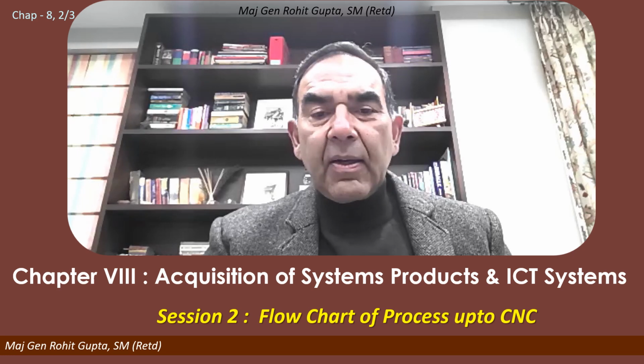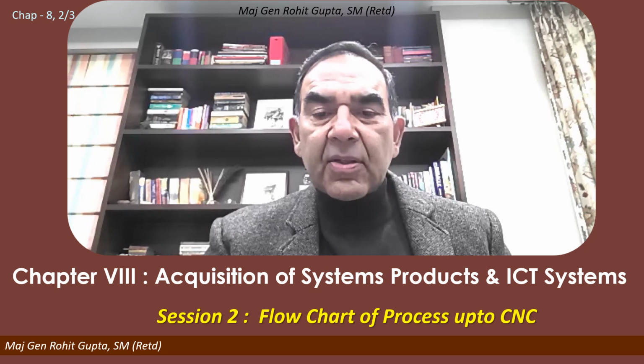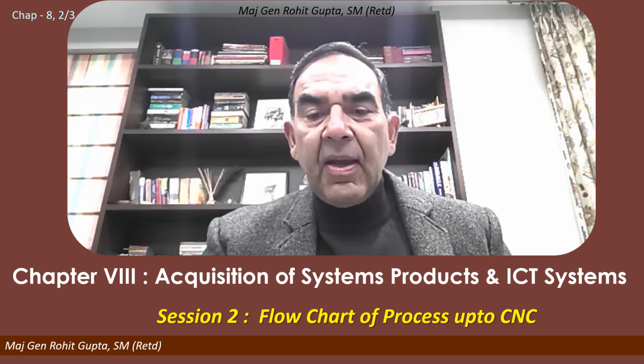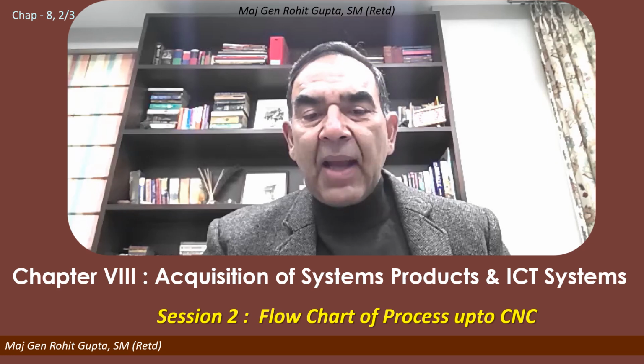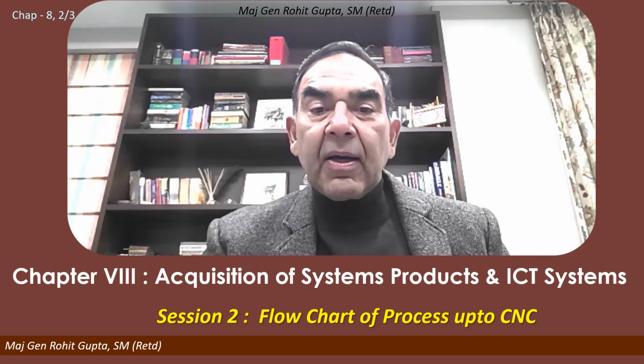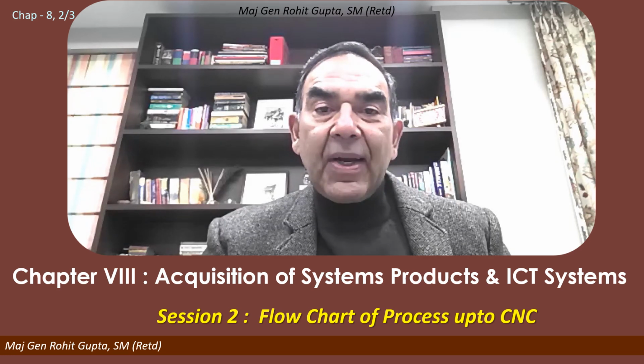In session one, we had a look at the complete process of the acquisition system, products, and ICT system up to the stage of making the statement of case as well as the acceptance of necessity. In session two, we'll have a look at the balance of the flow chart, that is up to the contract negotiating committee as well as the selection of the vendor, which makes this chapter very, very special.